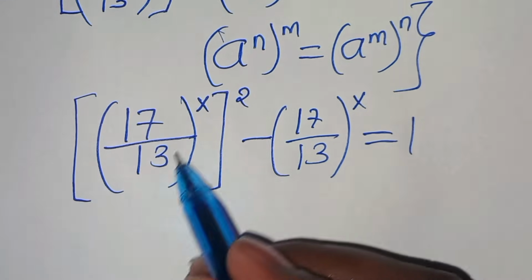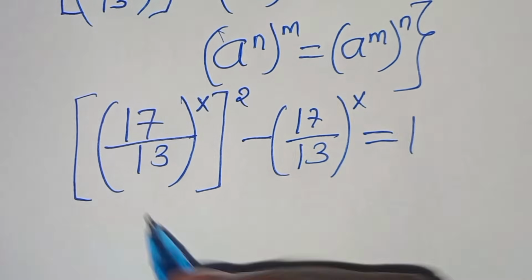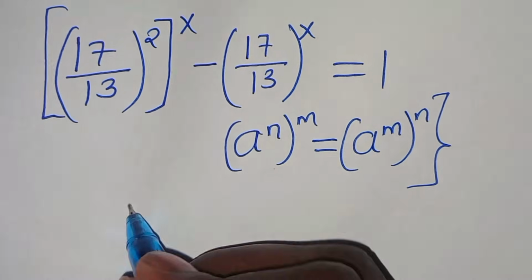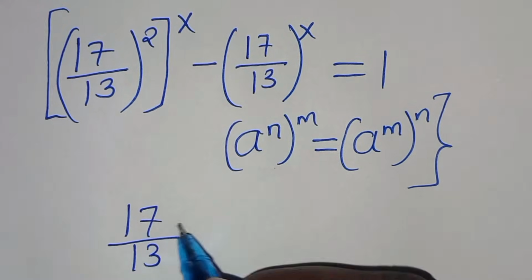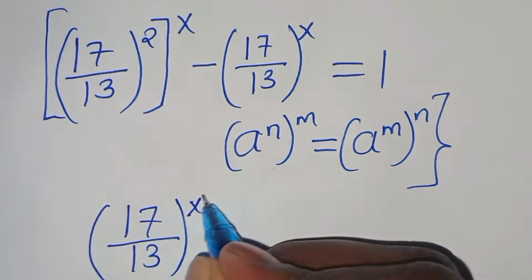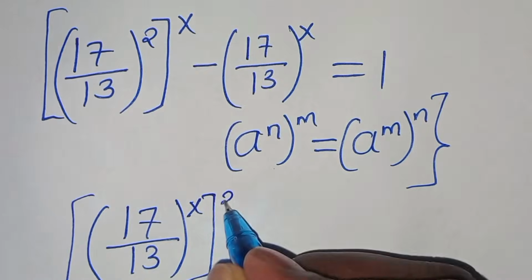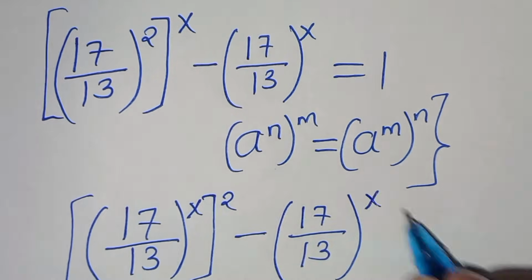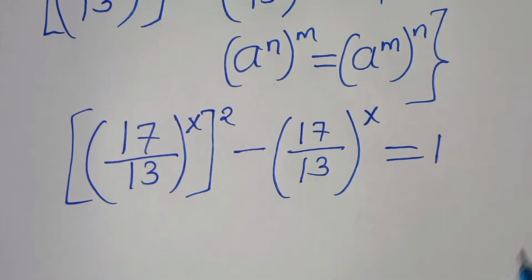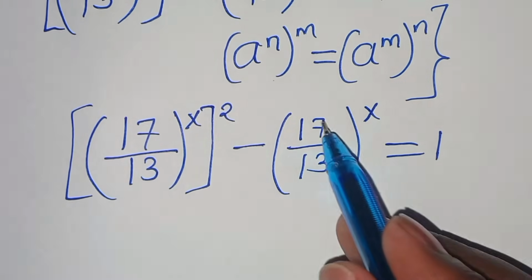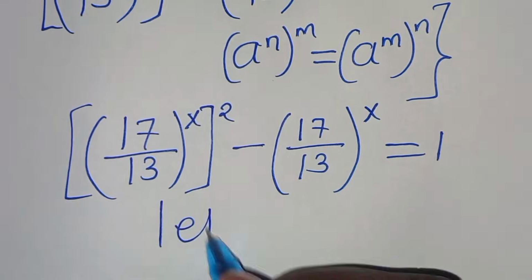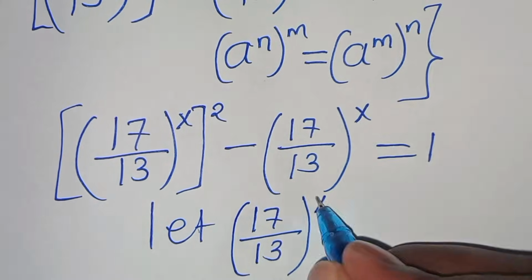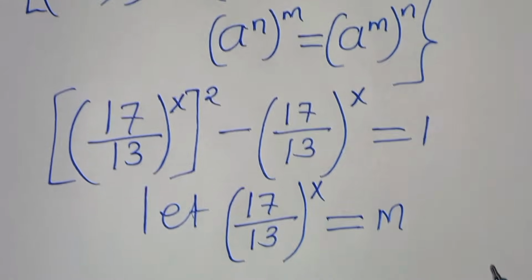Now we have 17 over 13 to the power of x and 17 over 13 to the power of x. So here we have 17 over 13 raised to the power of x, then raised to the power of 2, subtract 17 over 13 raised to the power of x. This is equal to 1. So since we have 17 over 13 to the power of x in both terms, we can let 17 over 13 raised to the power of x be equal to m.